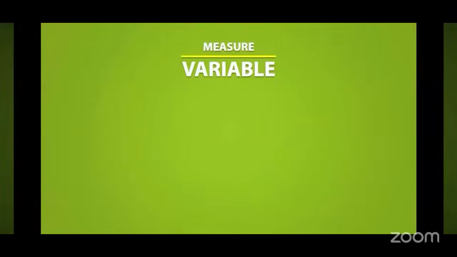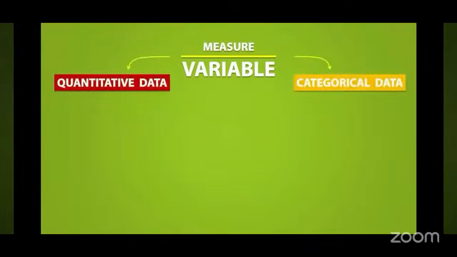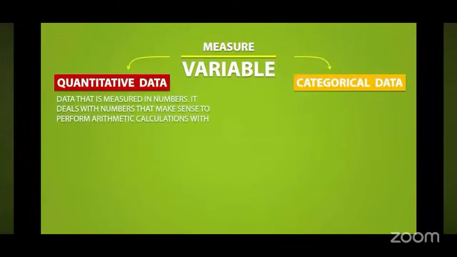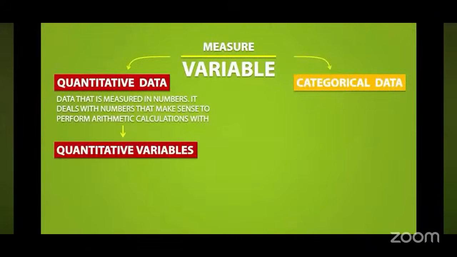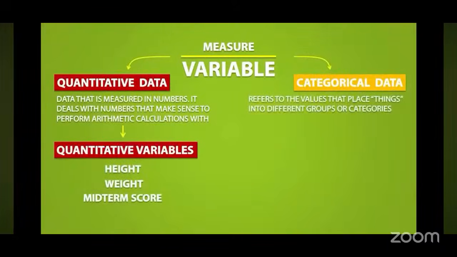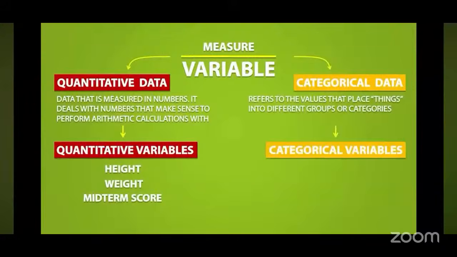When we measure a variable, our data can come in 2 different forms. There is categorical data and there is quantitative data. Quantitative data refers to data that is measured in numbers. It deals with numbers that make sense to perform arithmetic calculations with, like calculating an average. Quantitative data comes from quantitative variables. Examples include height, weight, and midterm score. On the other hand, categorical data refers to values that place things into different groups or categories. Categorical data comes from categorical variables. Examples include hair color, type of cat, and letter grade.